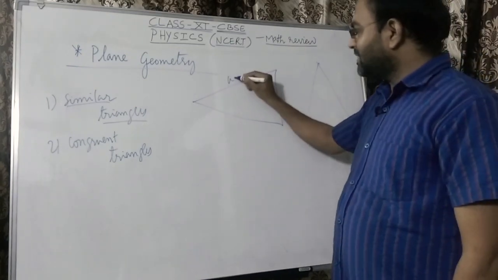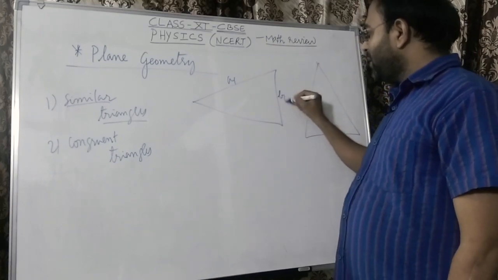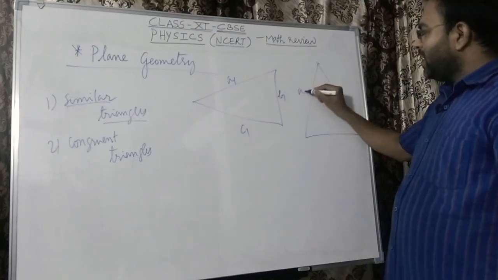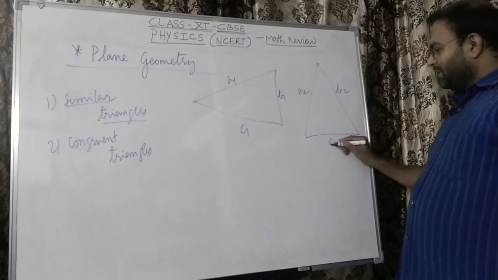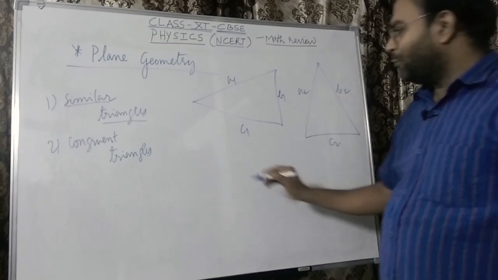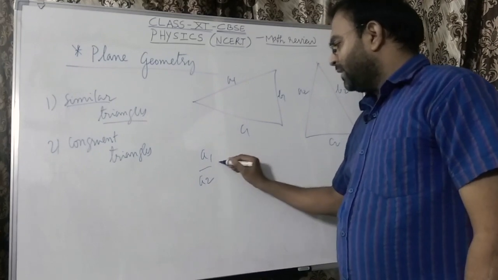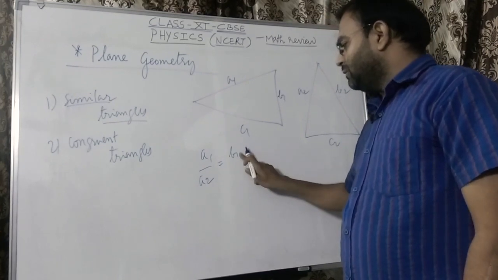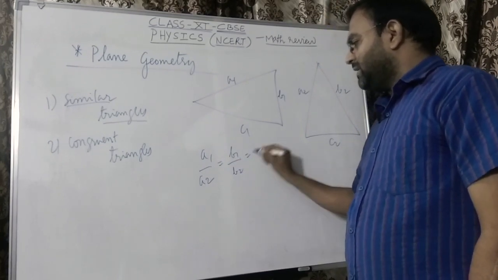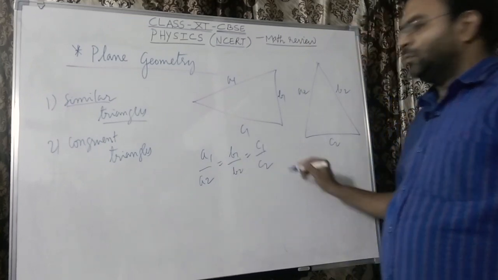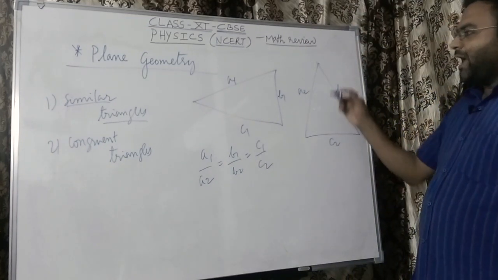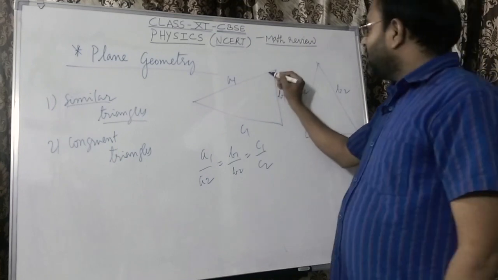For example, the sides here could be A1, B1, C1 and A2, B2, C2, but the sides have to have some proportionality. That is, A1 by A2 is equal to B1 by B2 is equal to C1 by C2. And their angles are connected. That is, the corresponding angles have to be the same.